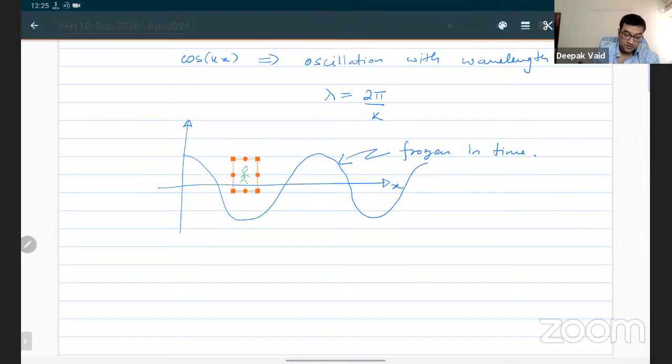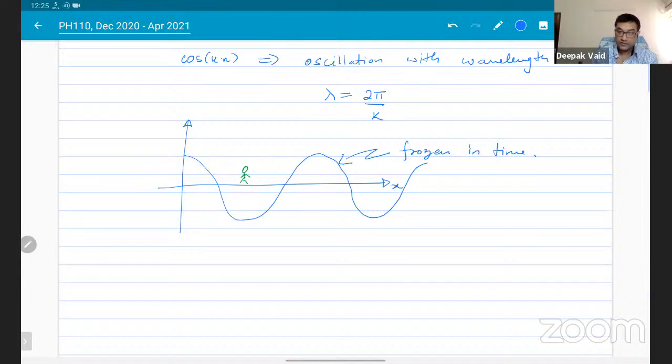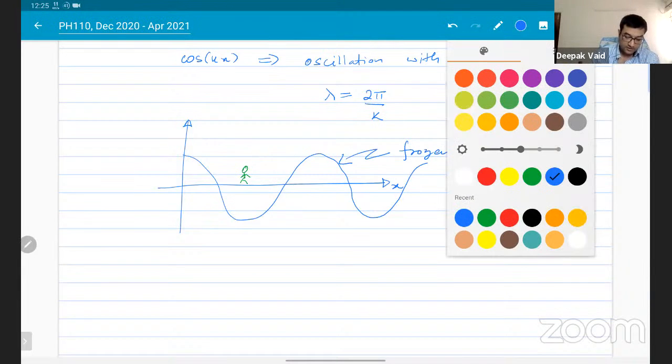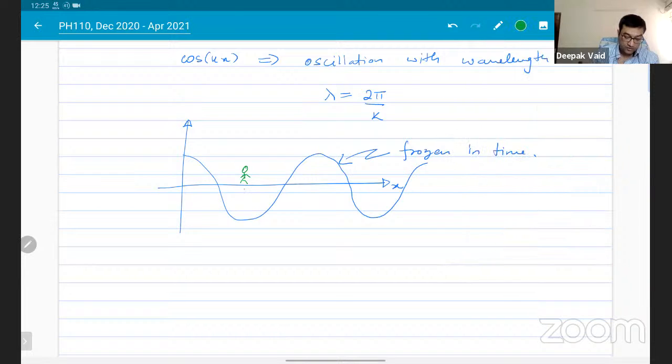So if you are standing over here, you will always see the electric field to have this fixed value, right? So it's a frozen wave. The wave is not moving to the left or to the right.